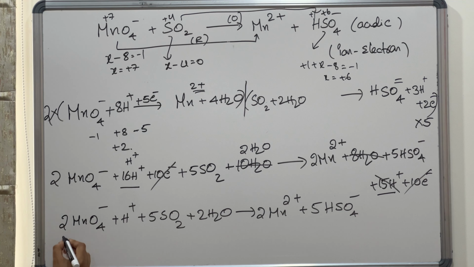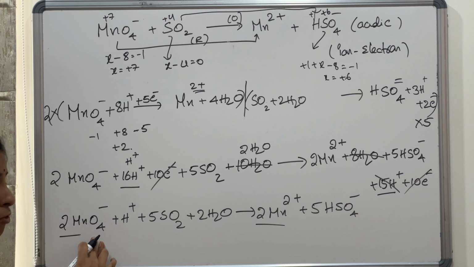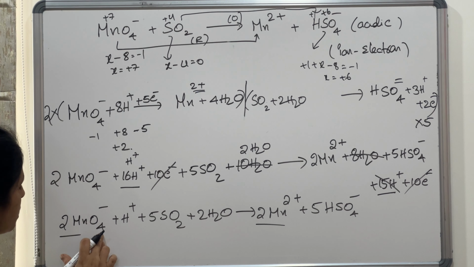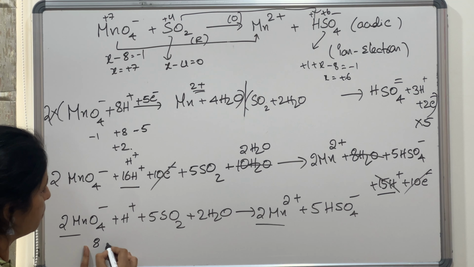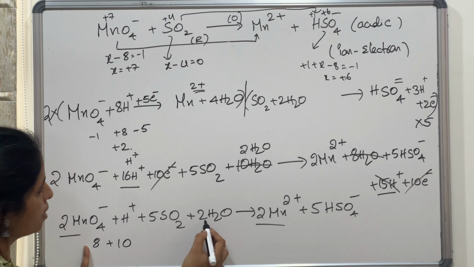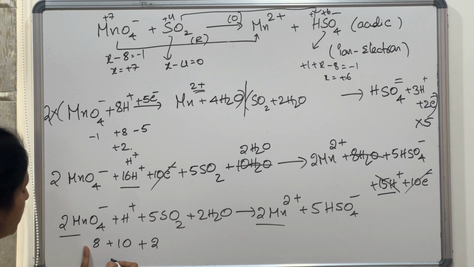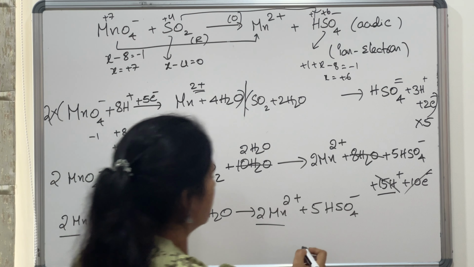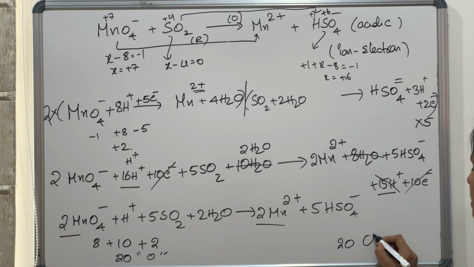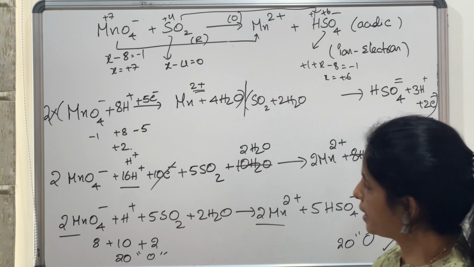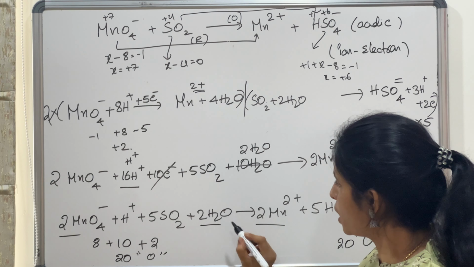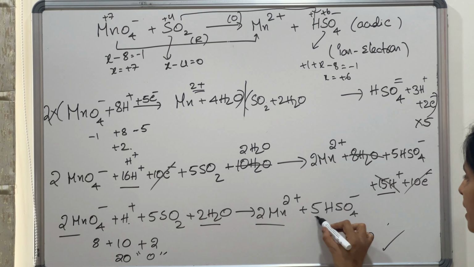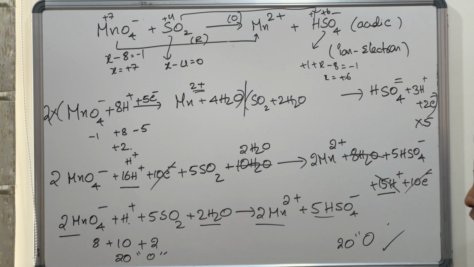Now you look whether it is balanced or not. You check once again. Here 2 Mn, okay, balanced. Now look for the oxygens. How many oxygens? Here 2 4s are 8, plus 5 2s are 10, plus 2. So total 20 oxygens this side, and here 5 4s are 20 oxygens this side. So oxygens balanced. Hydrogens, look for the hydrogens. 2 2s are 4 plus 1, 5 hydrogens this side, 5 hydrogens this side. So balanced. Now look for the charges.